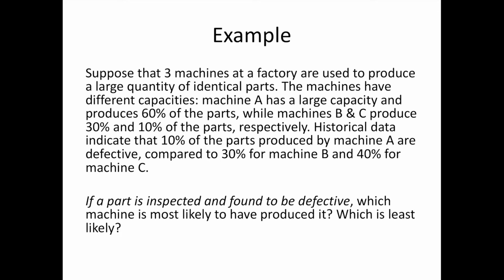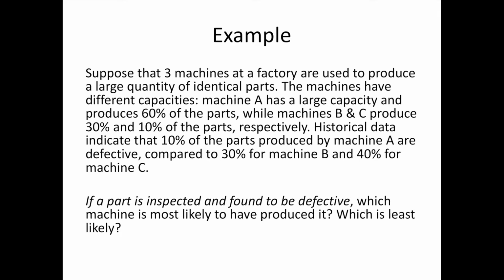So suppose that 3 machines at a factory are used to produce a large quantity of identical parts. The machines have different capacities. Machine A has a large capacity and produces 60% of the parts, while machines B and C produce 30% and 10% of the parts respectively. Historical data indicate that 10% of the parts produced by machine A are defective, compared to 30% for machine B and 40% for machine C.